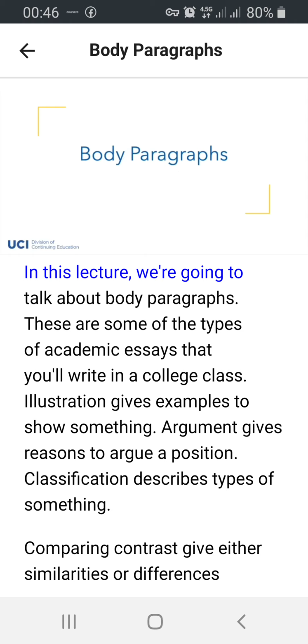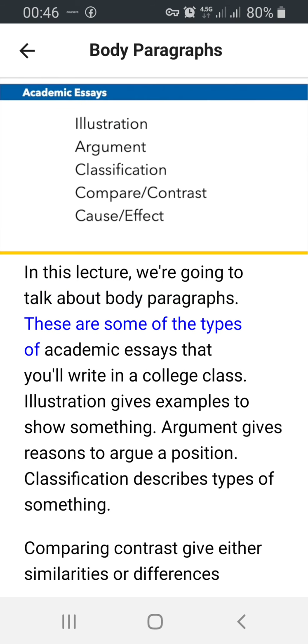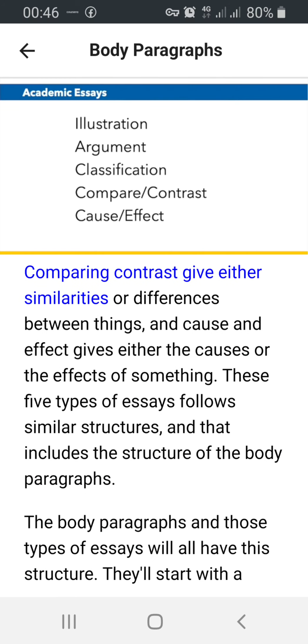In this lecture, we're going to talk about body paragraphs. These are some of the types of academic essays that you'll write in a college class. Illustration gives examples to show something. Argument gives reasons to argue a position. Classification describes types of something. Compare and contrast give either similarities or differences between things. And cause and effect gives either the causes or the effects of something. These 5 types of essays follow similar structures, and that includes the structure of the body paragraphs.